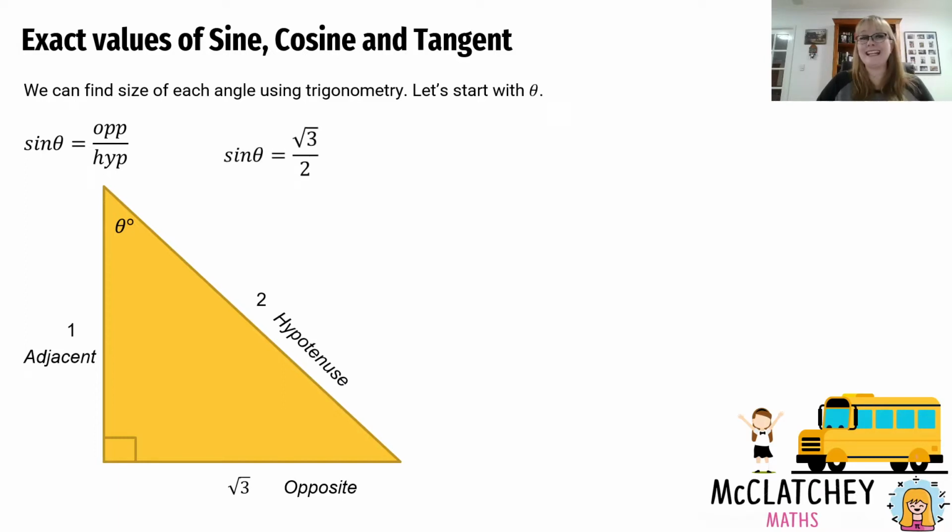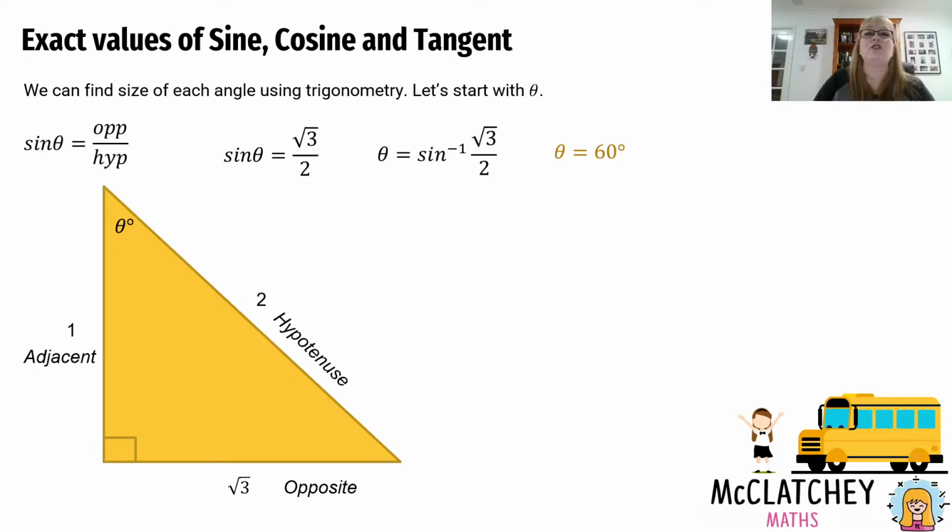So our exact value for the sine of theta is going to be root 3 on 2. Now we're going to use our calculator, and that will be sine inverse of that value. So you use your shift button with the sine button there, and theta will be exactly 60 degrees.